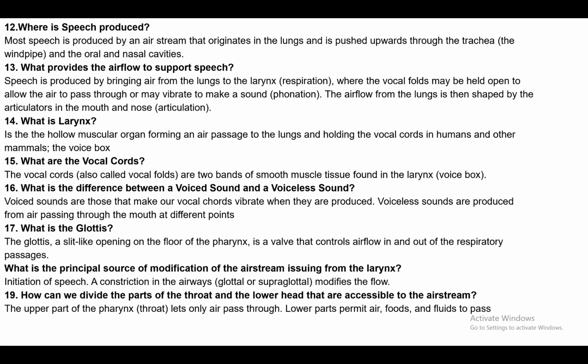What is the principal source of modification of the airstream issuing from the larynx? Initiation of speech. A constriction in the airways, glottal and supraglottal, modifies the flow. 19. How can we divide the parts of the throat and the lower head that are accessible to the airstream? Well, the upper part of the pharynx, the throat, lets only air pass through. The lower part permits air, food, and fluids to pass.